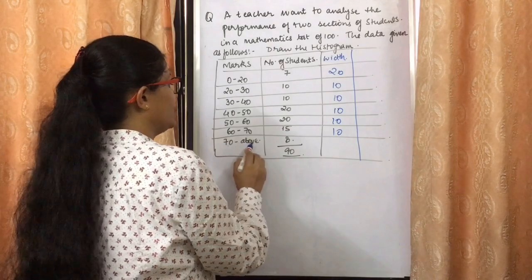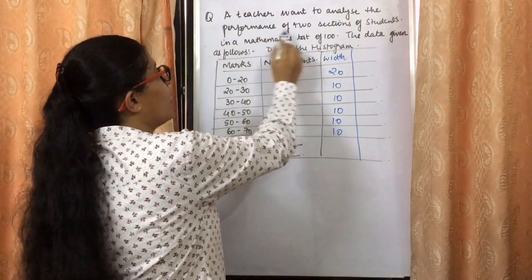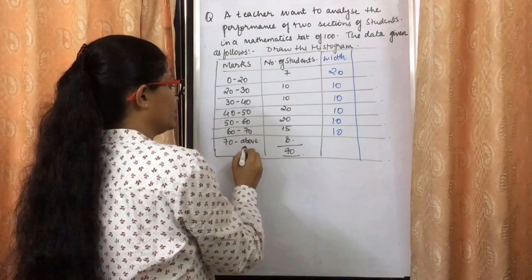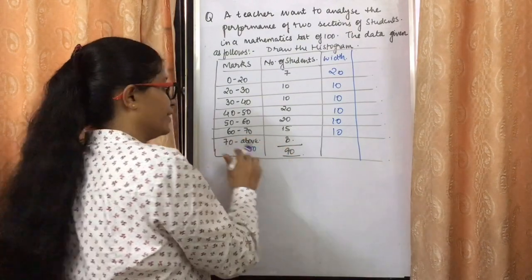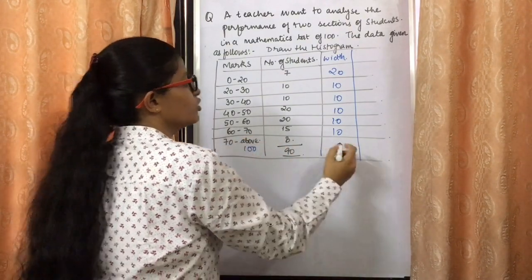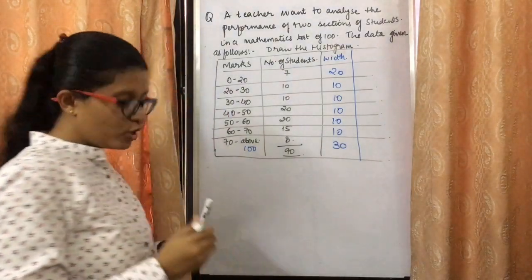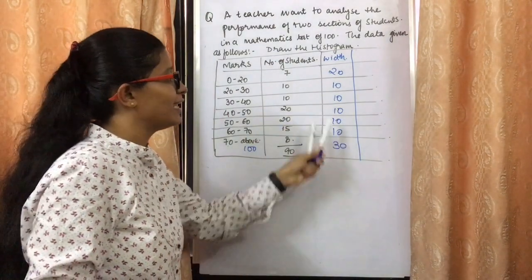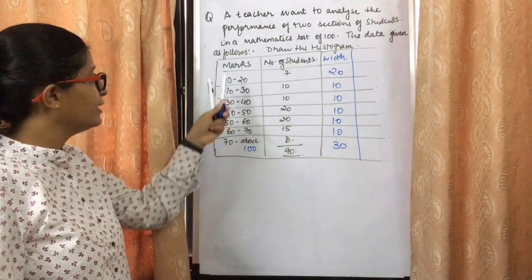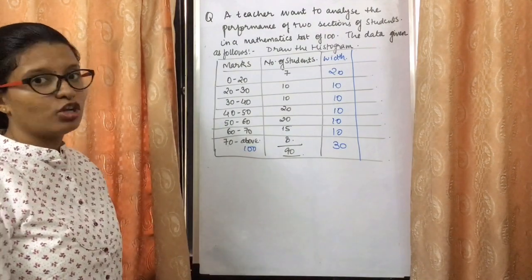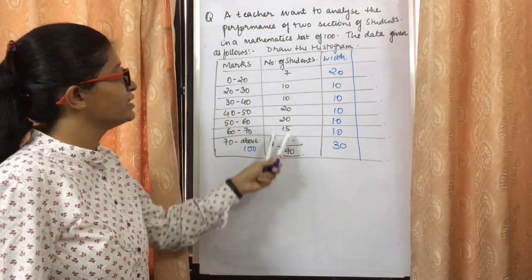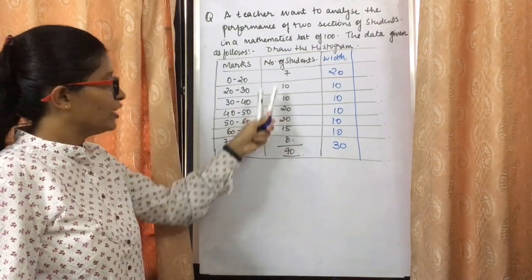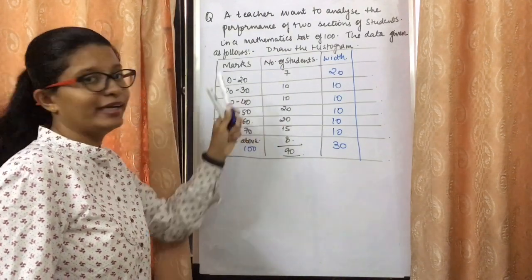Now 70 to above. Above means how much marks? 100 marks. तो टोटल कितने होंगे? ज्यादा में ज्यादा 100. तो 70 to 100 के बीच में. So it is 30. So can you see the class size is not constant in the given data. If it is not constant, we need to change this frequency. ये frequency है कि 7 students 0 to 20 के बीच में lie कर रहे हैं.